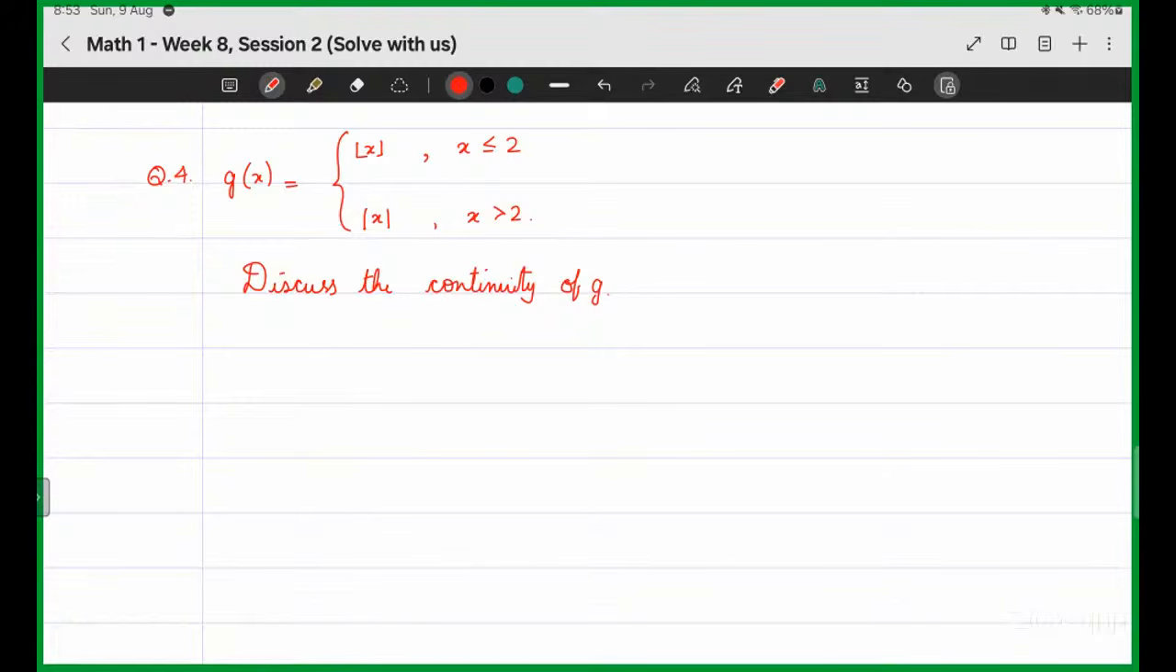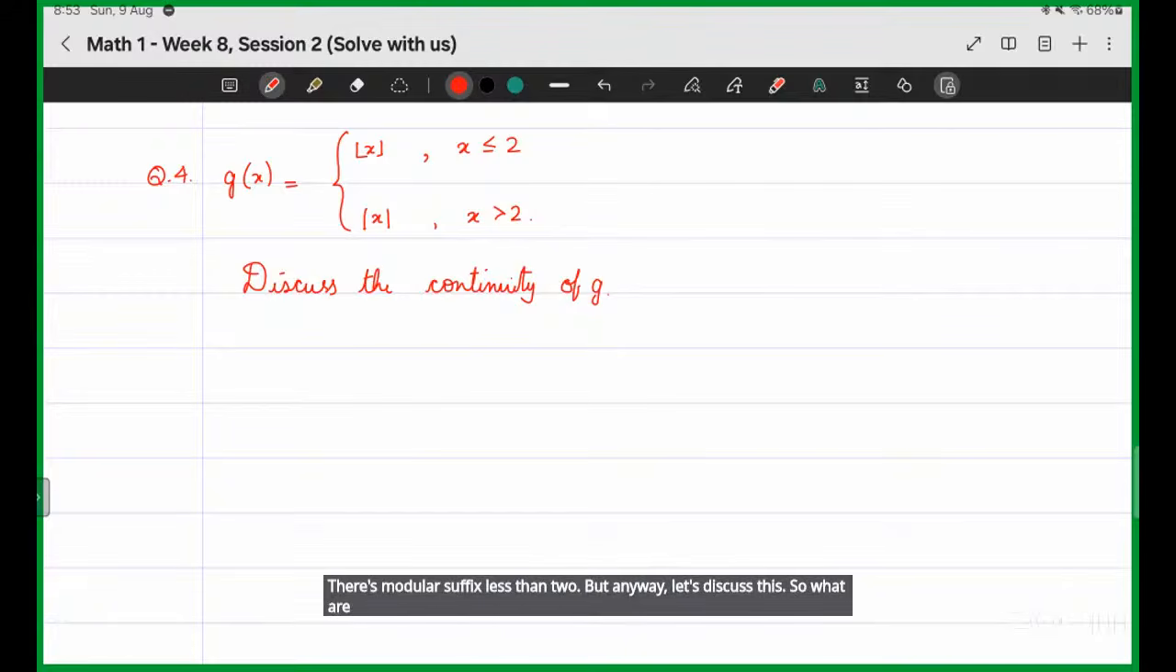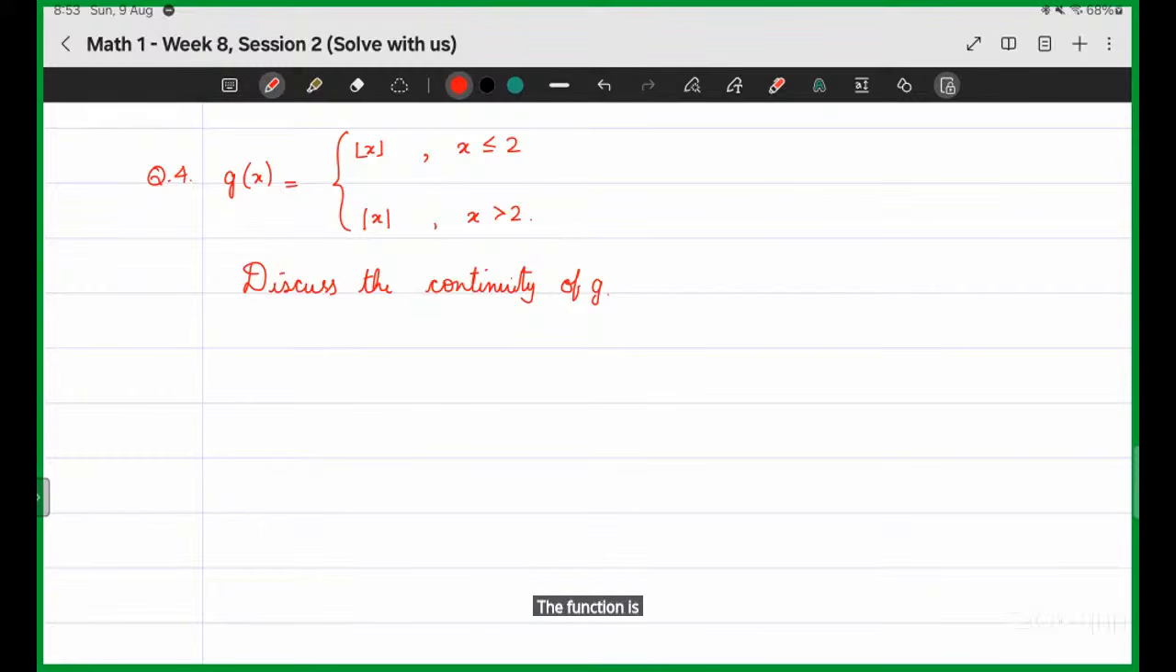Well, there was a reason why it was actually originally reversed. It was modulus of x less than 2. But anyway, let's discuss this. So what are the points at which the function is not continuous? At 2. At 2, the function is not continuous. In the LHL, we get a value of 1. In the RHL, we get the value of 2. So 1 does not equal 2.